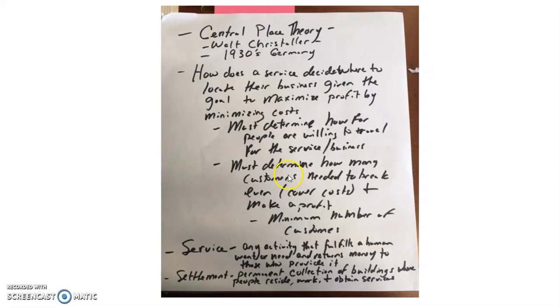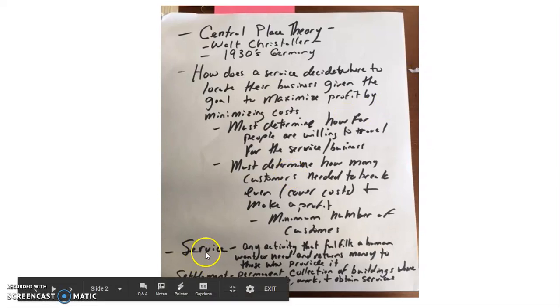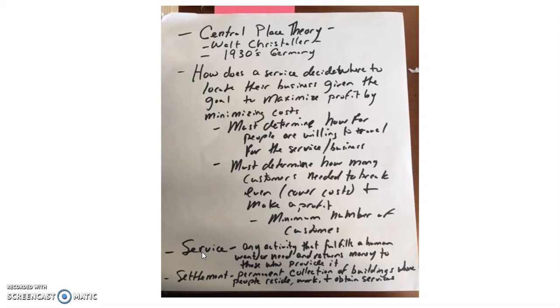So when we talk about service, this is the tertiary sector. Again, remember, services are in the tertiary sector. When we're talking about services, we're talking about any activity that fulfills a human want or need and returns money to those who provide it. So it's any activity. It's not a product that's been manufactured. It's not a resource that's been extracted from the earth. No, it's an activity that is provided to an individual in return for money.